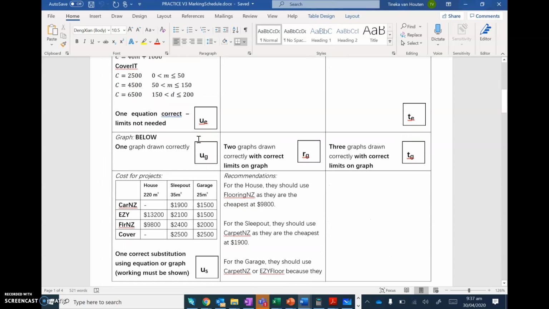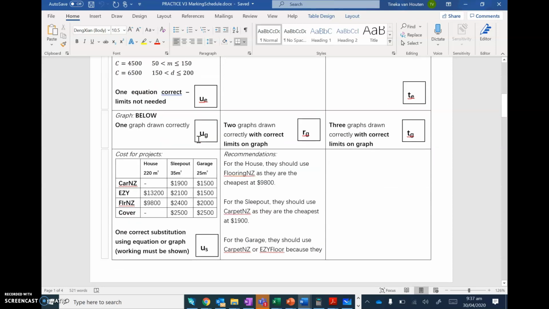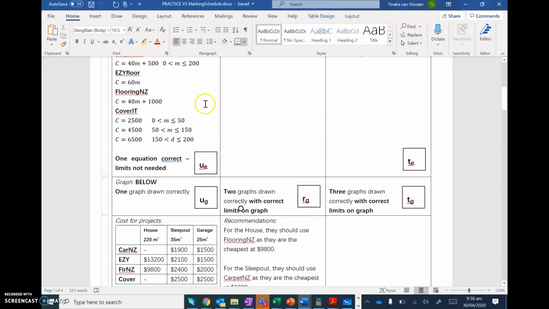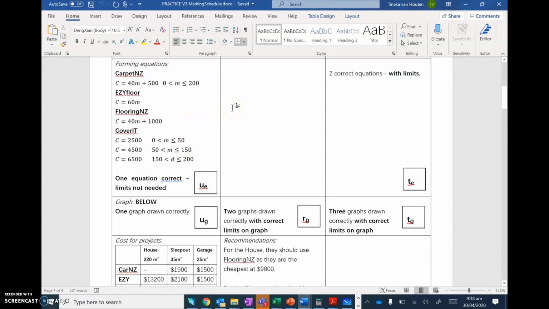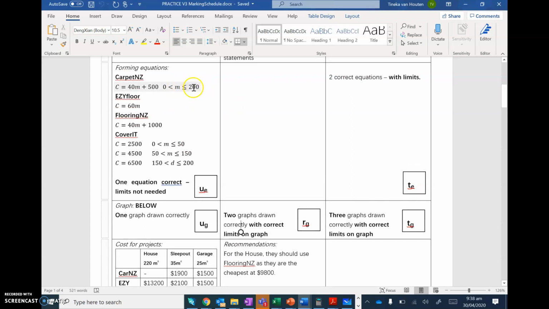Alright, for achieved, you need to get one graph drawn correctly. For merit, you need two graphs drawn correctly with limits on the graph. So that means you would have used the correct open circles for not including and solid circles for including these values. It also means you would have stopped your carpet NZ graph at 200. So those are the two possible limits you could get. And so for excellence, three graphs drawn correctly with correct limits on graph.